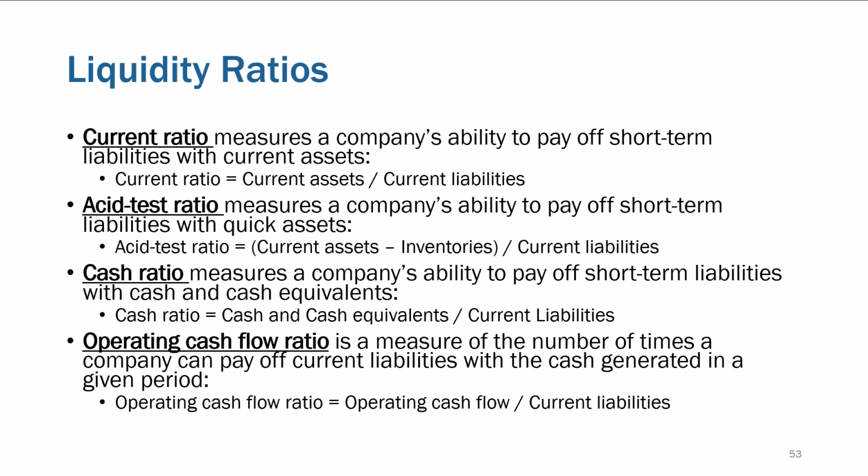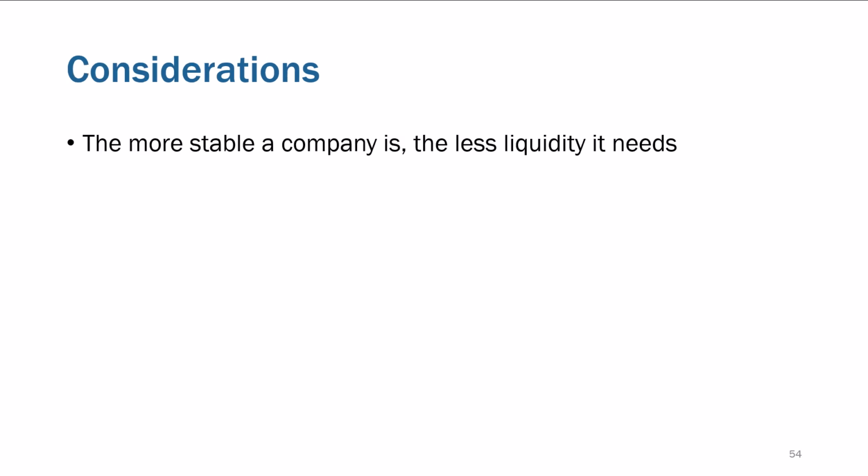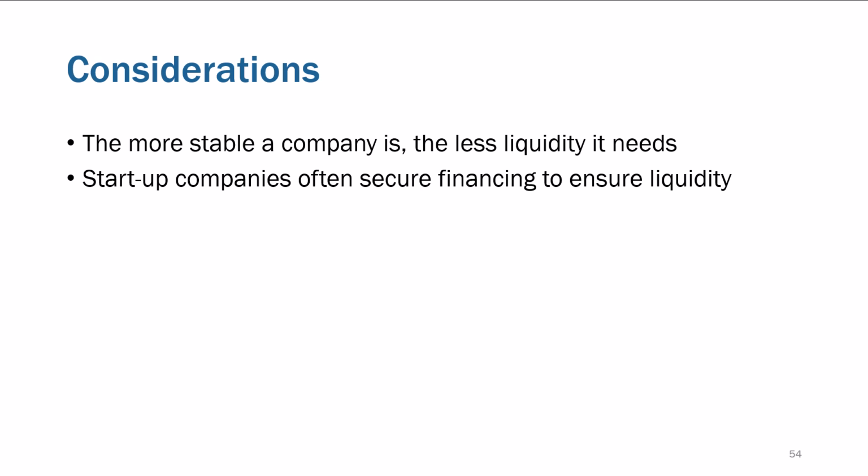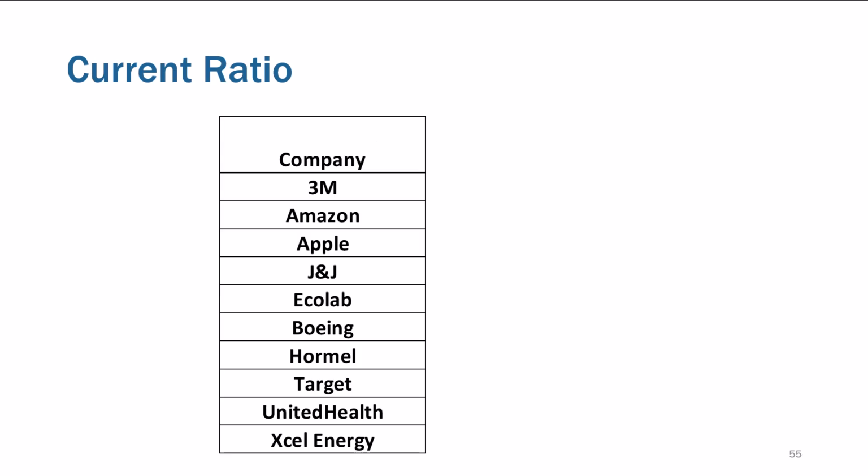So we generally see the current ratio more than anything. Now, the more stable a company is, the less liquidity it needs. A lot of people don't necessarily realize that, but I'm going to go through that with an example. Startup companies often need to secure financing to ensure liquidity, and startup companies might sometimes have the highest current ratio. Again, we got more of that upcoming.